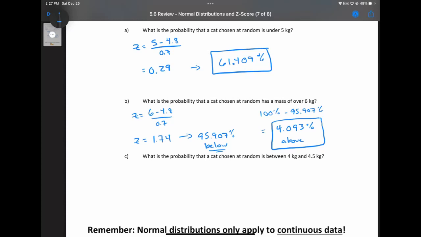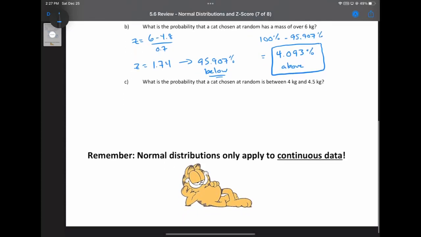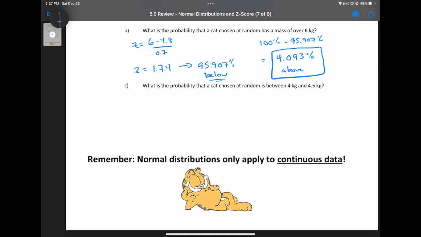Okay, and then the last part, little picture of Garfield at the bottom there. What is the probability that the cat chosen at random is between 4 kilograms and 4.5 kilograms? So we set this one up the same way we've done the others. Our x is 4 and 4.5, so we're actually going to do 2 z-scores, one for the 4, one for the 4.5.